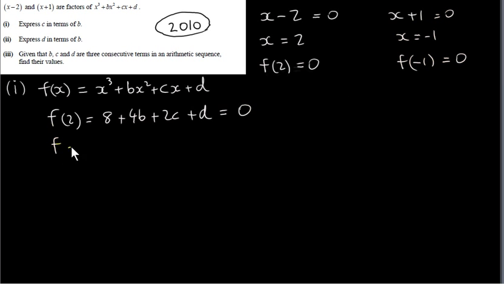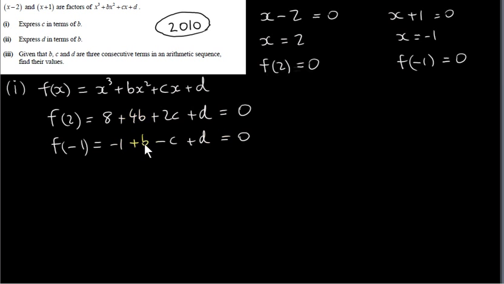So we work out f of minus 1. So we have minus 1 cubed, which is minus 1. Minus 1 squared is plus 1. So we get plus b here. We get minus 1c here. And then we have plus d. And this must equal 0.